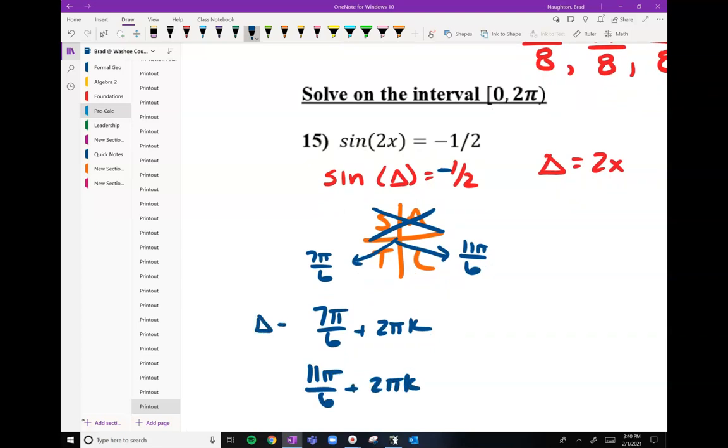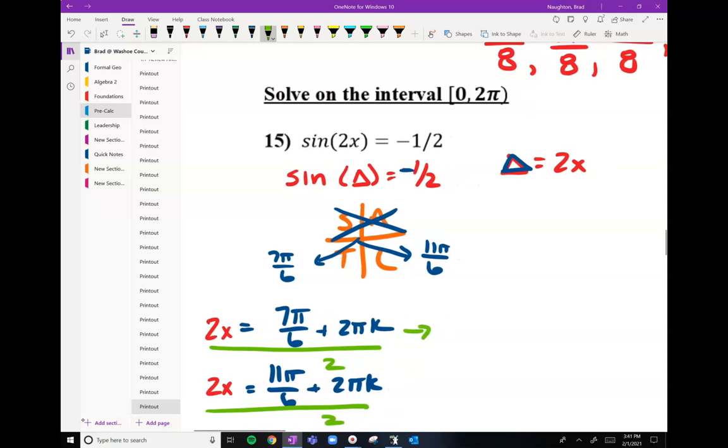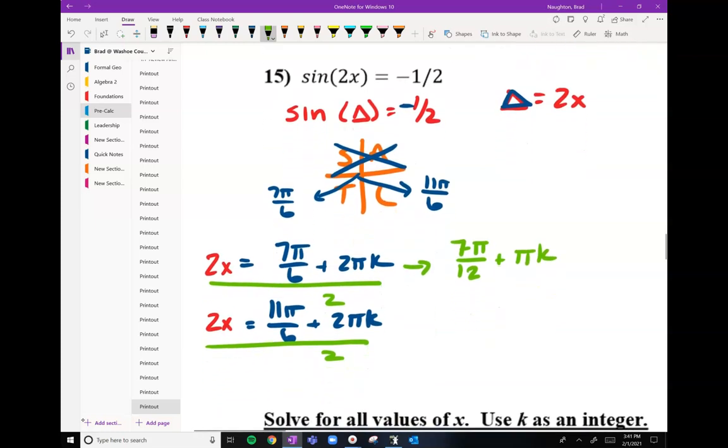And I'm going to say that that's what my delta equals, except remember it's delta. And that's why I like rewriting what delta is, because then that's going to remind me, hey, you need to make this a 2x. So let's divide everything by 2. So in this top one here, we're going to get 7 pi over 12, there we go, plus a pi k. And then over here, we're going to get 11 pi over 12 plus a pi k.